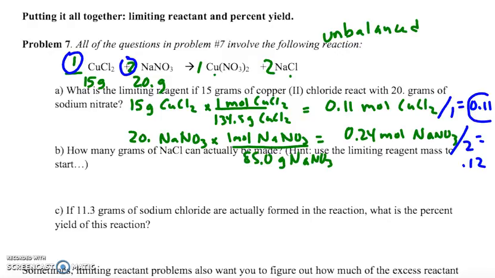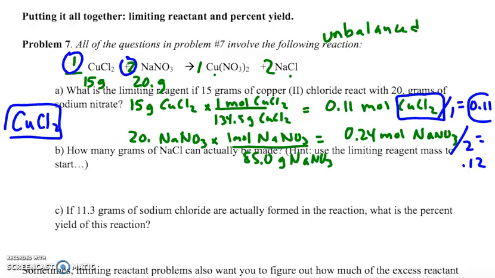So since 0.11 is smaller than 0.12, we are now moving forward as if the copper chloride is our limiting reactant. So the answer to this first question, what is the limiting reactant, is CuCl2. It will be limiting, and we'll have an excess of the sodium nitrate.